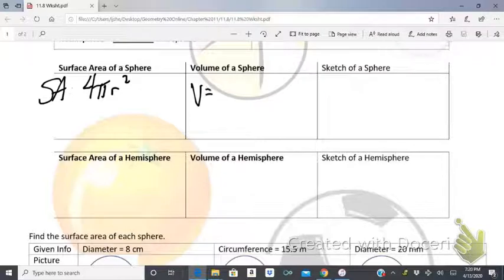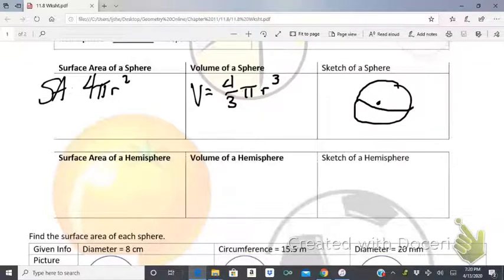Volume of a sphere is given by this. 4/3 times pi times r to the third power this time. Not squared, to the third power. And then what a sphere looks like, it's got a point. And then I'm going to draw a big circle around the outside. The way that you do this is you start on one side and you make one line go underneath, and you make one line go behind, and you make the line that goes behind it dotted. And that's a sketch.